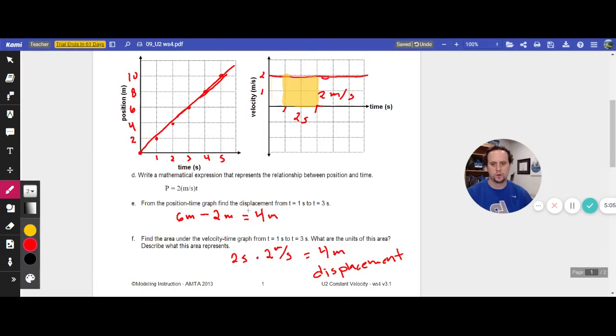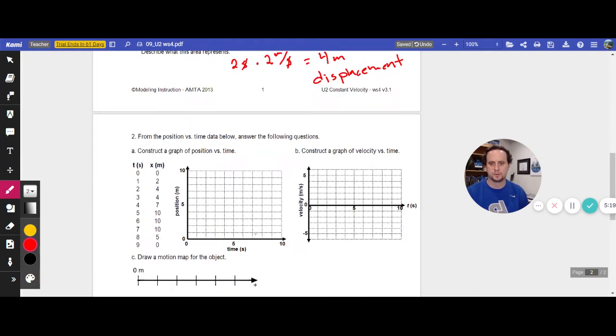All right, we talked about that before, and it matches what we got up above by using the graph here, which makes sense. These are representing the same thing. All right, so we find the area there. 2 seconds. We've got to pay attention to units there. The units here cancel, and we end up with 4 meters for the displacement.